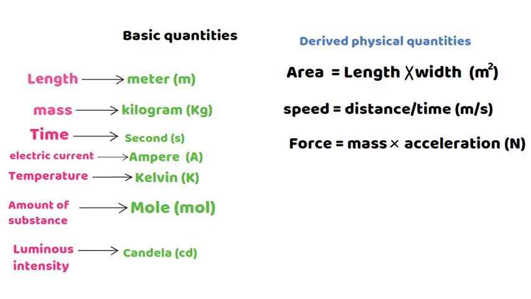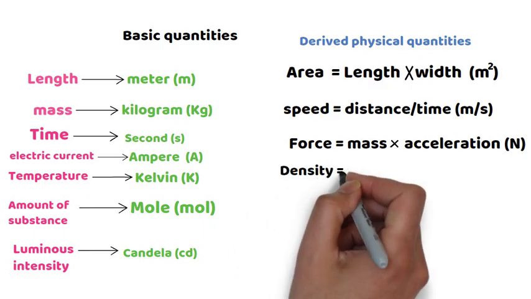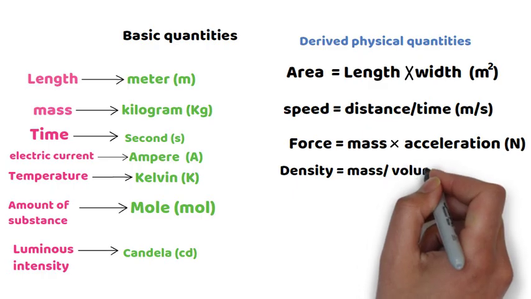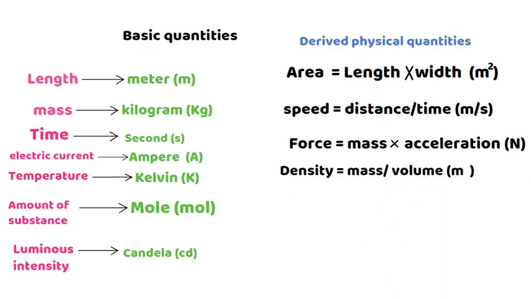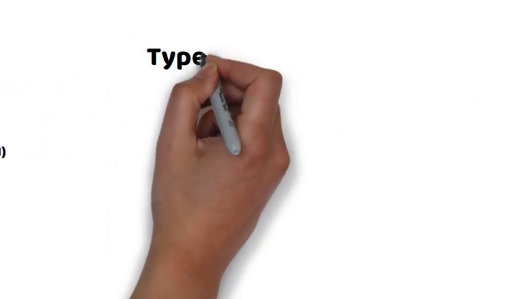Force is a derived quantity because it's the product of mass and acceleration. Don't forget, mass is a base quantity, but acceleration is a derived quantity. Density is the ratio of mass and volume. Density is a derived quantity, but mass is a base quantity.